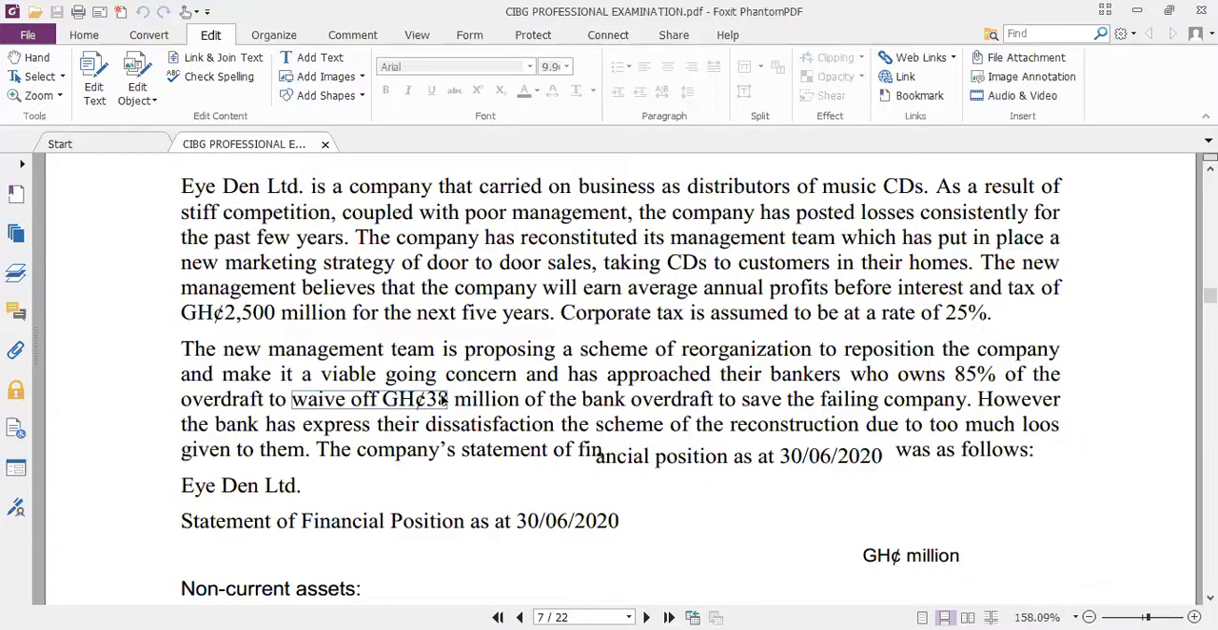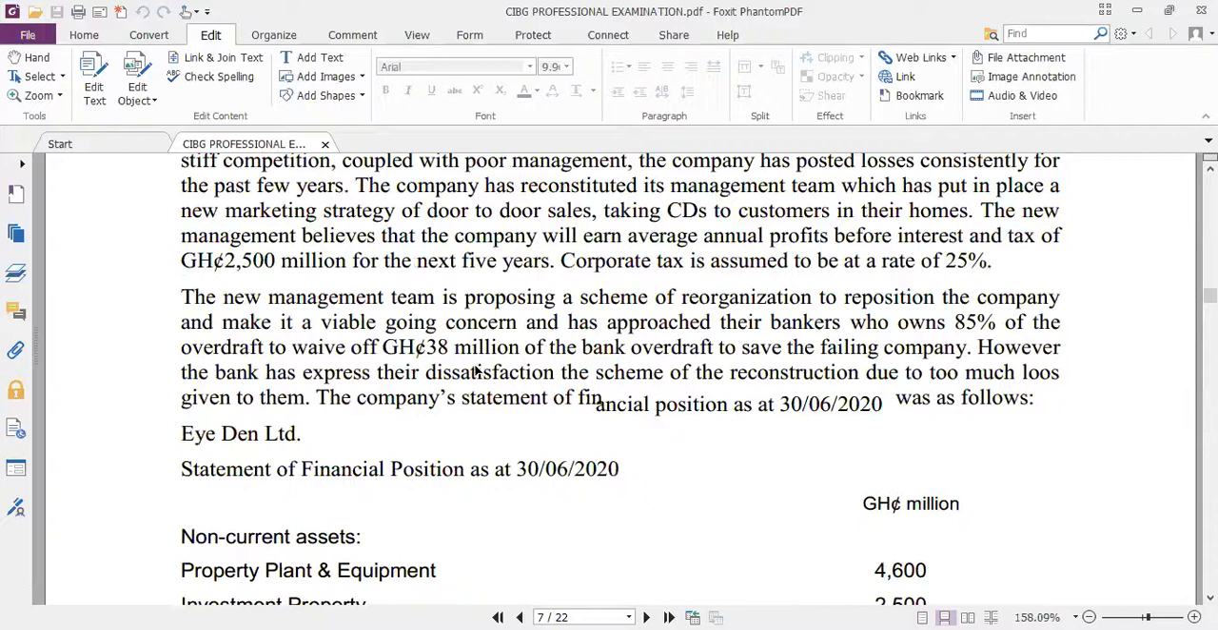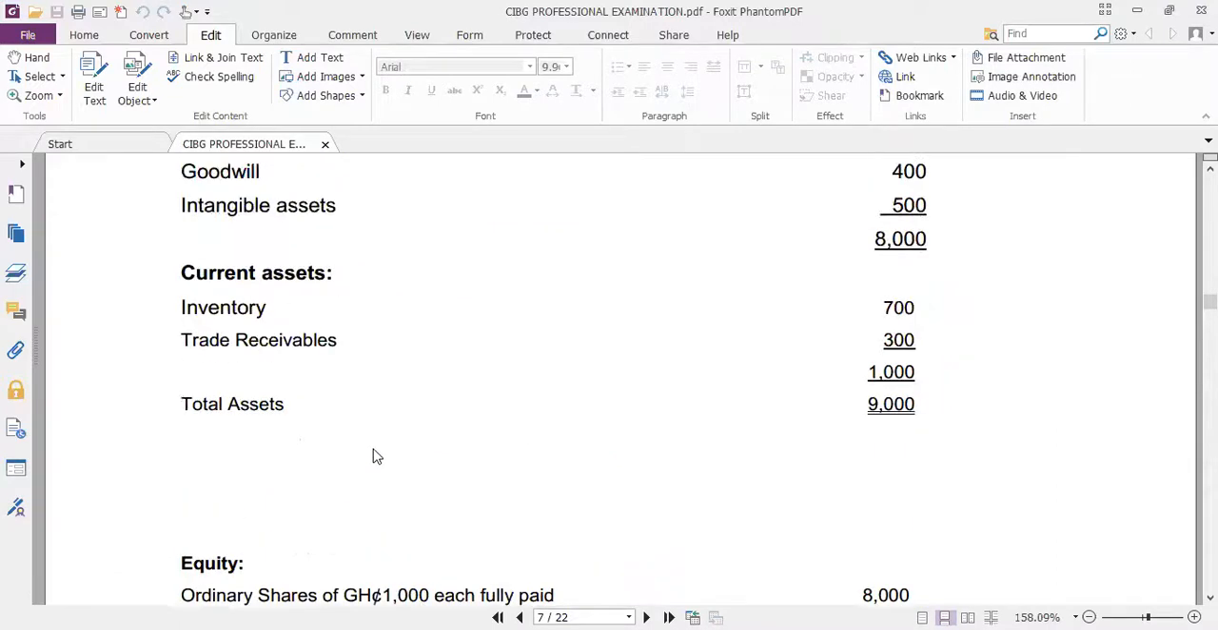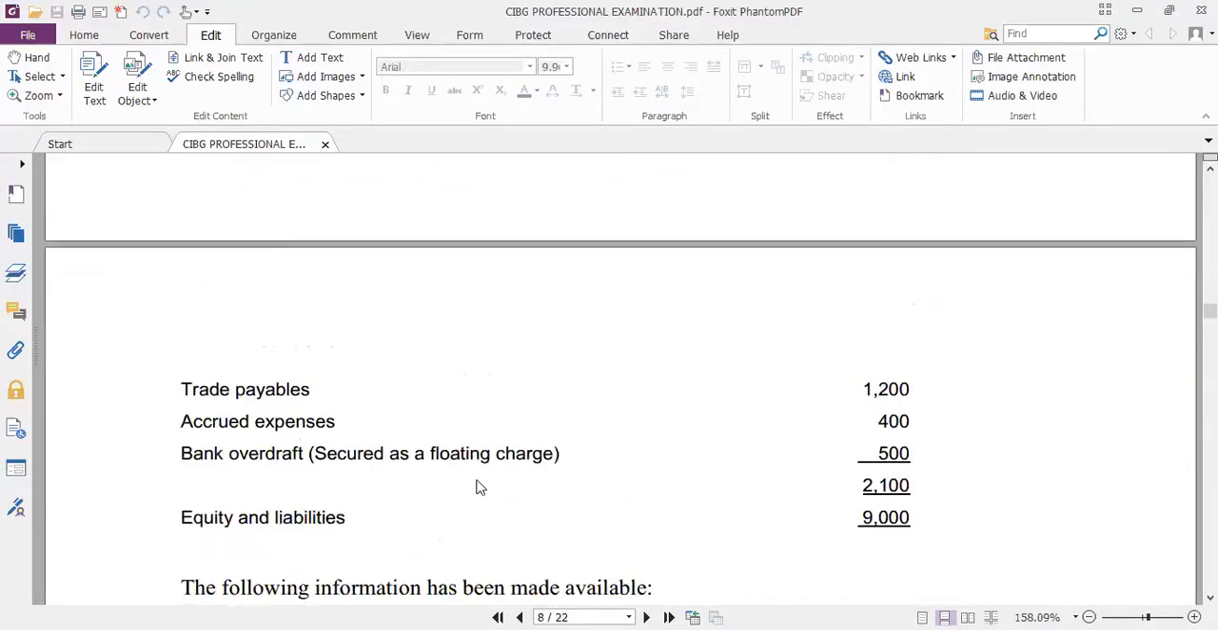So the company is saying, please, we are starting. Can you stop off 38 of the overdraft? It's too much. So the bank was confused. Why us? We have a security on the loan. We've secured the overdraft on all your assets. So why should you tell us that we should stop off 38? Well, let's perform the calculation and prove it.